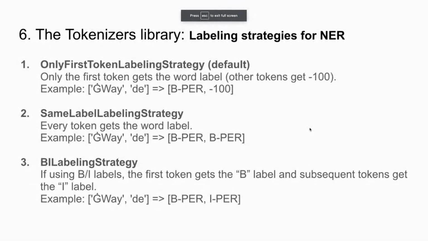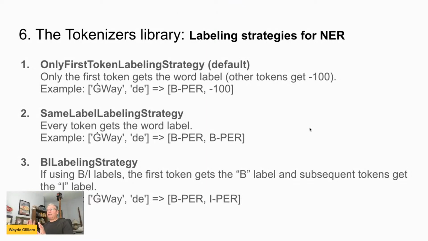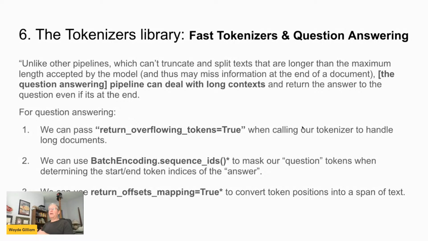All right. So that is it for tokenizers. We're at the point now where we can actually create data loaders. And next week, we're going to look at actually using them to build a model. The other task mentioned in section 6 is question answering. An interesting quote in the material is: unlike other pipelines, which can't truncate and split text that is longer than the maximum length accepted by the model, and thus may miss information at the end of the document, the question answering pipeline can deal with long context and return the answer to the question, even if it's at the end.